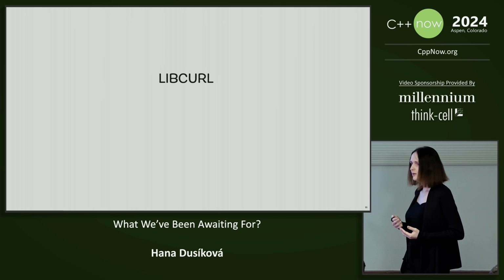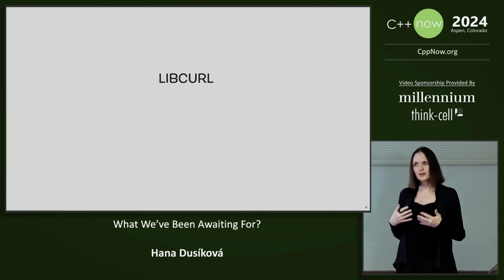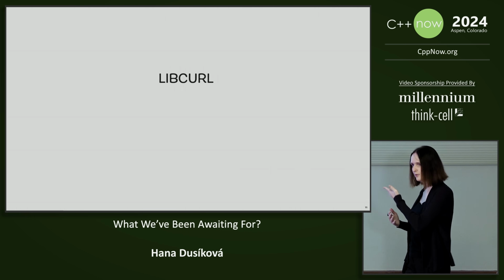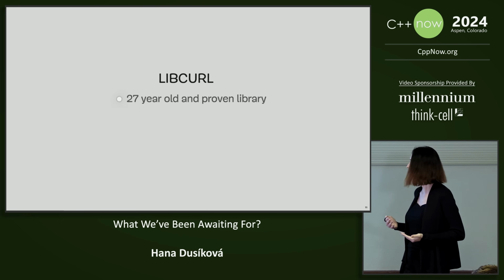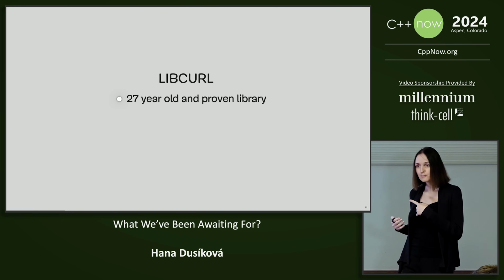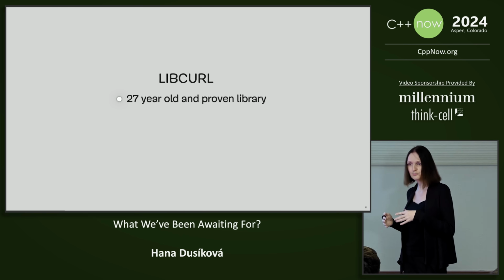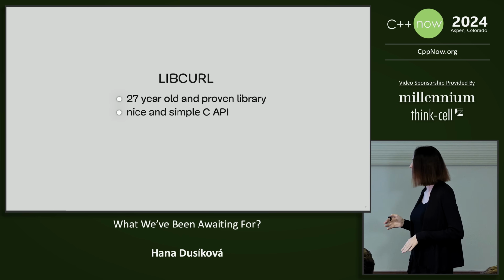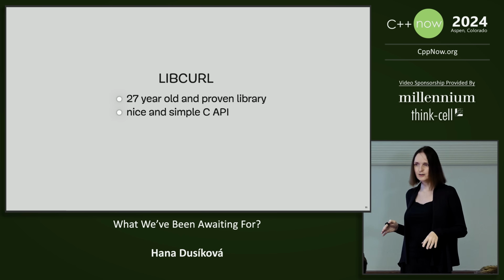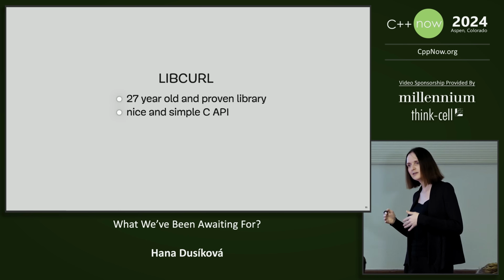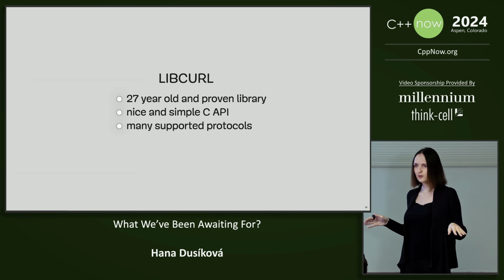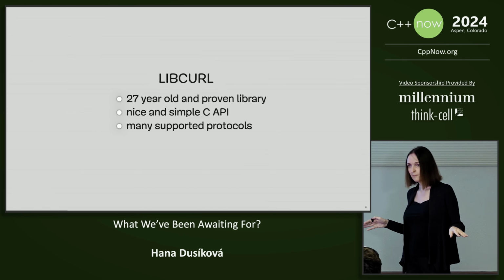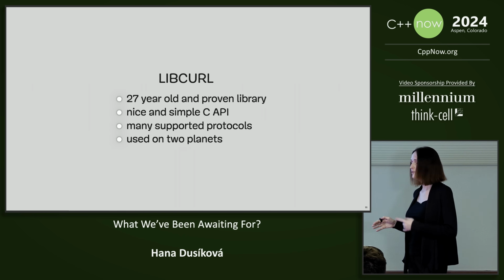So I looked at what I can use to download stuff from the internet. libcurl, probably you know it. Probably you use it. It's 27 years old, and it's proven. It works probably everywhere. It has a nice and simple C API. It's kind of RAII, but in C. It supports so many protocols, including the InterPlanetary File System. And it's used on two planets.